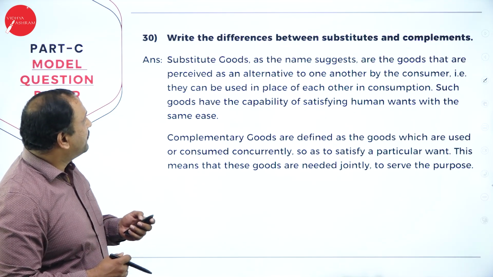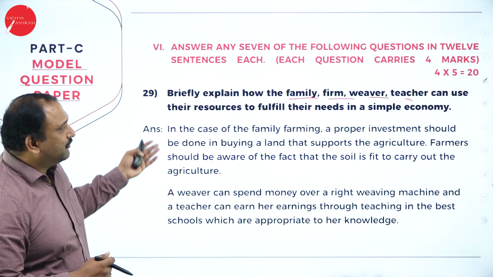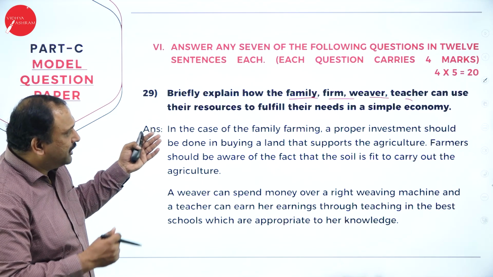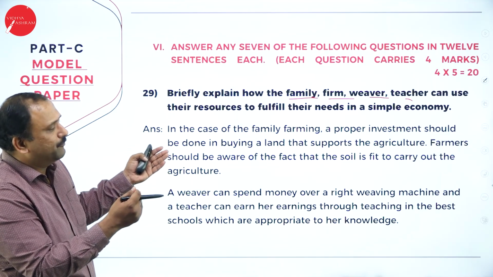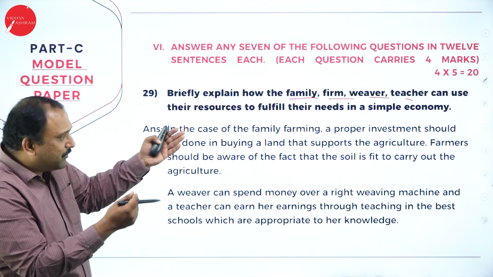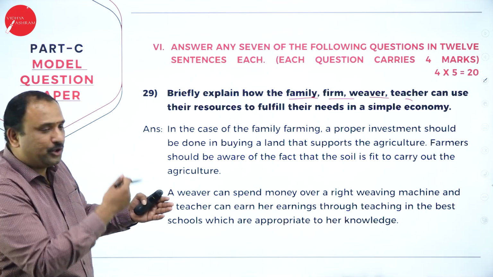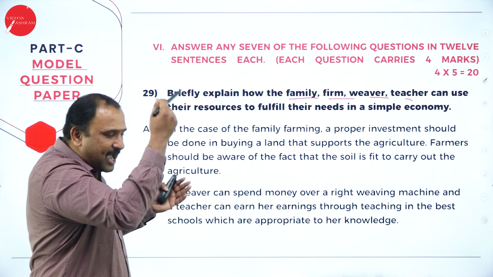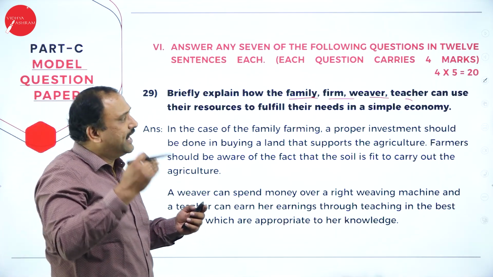Now if you see here, the farmer would be using, for example, the investment. The family goes for farming. The firm would use some resources. The weaver would make use of the factor that he has, some weaving machine. The teacher would use her knowledge. So like this, we have the appropriate resources through which the output is generated in the economy.